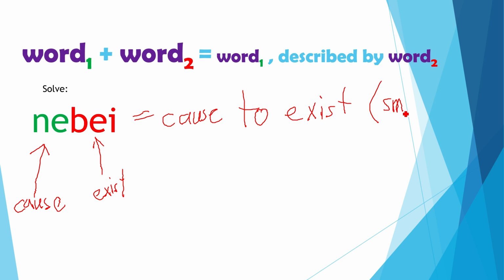Something. So, for example, you can say, I caused to exist a problem. Okay, I caused a problem to exist. And if you say that, we can replace it with create. I caused a problem to exist is the same as saying I created a problem. So that's why nebe means to create. So yeah, that's how the general rule works.